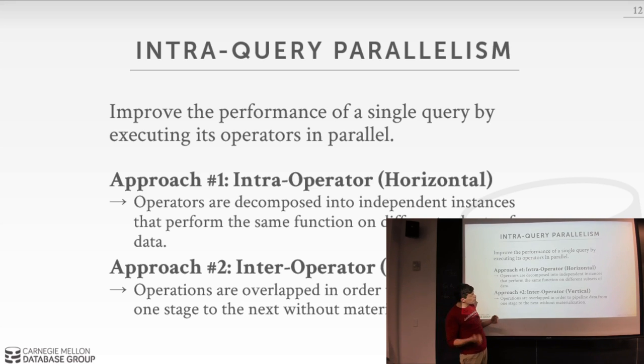The first type of intra-query parallelism is called intra-operator parallelism, or horizontal parallelism. The idea here is that we're going to take our operator and break it up into independent instances that each perform the same function, just on different parts of the data we're trying to consume. The other approach is inter-operator parallelism, also called vertical parallelism. The idea is that we can run operators in the same query plan at the same time in a pipeline fashion, so that one operator doesn't need to wait for the operator below it to process all its data before it can start processing. And we'll go through examples of each of these.